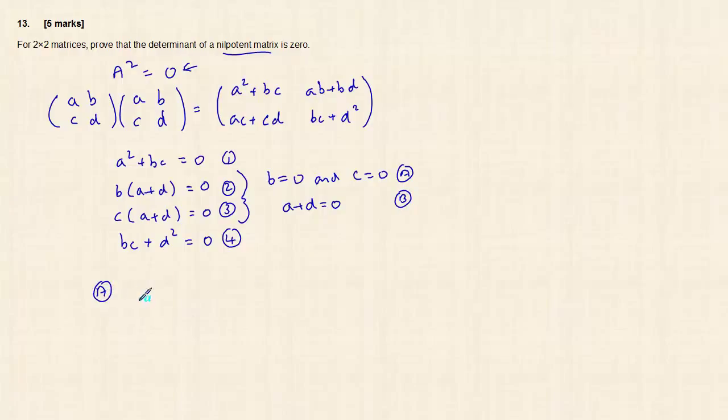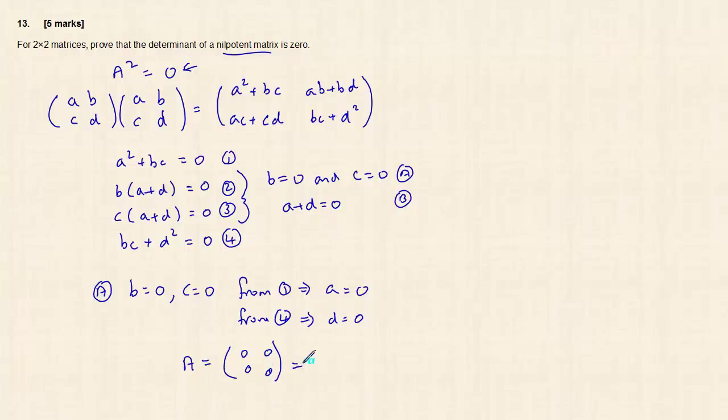So let's examine case A, which is that B equals 0 and C equals 0. From 1, that means that A must also be 0. And from 4, that means that D must also be 0. So in other words, our matrix A would be 0, 0, 0, 0. And that means that the determinant of A would be 0.